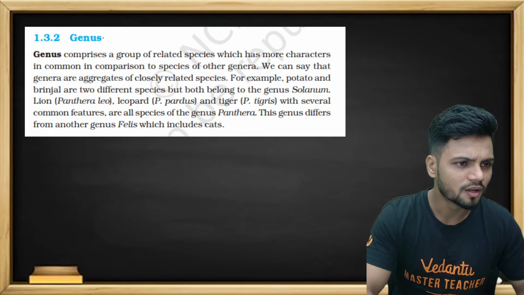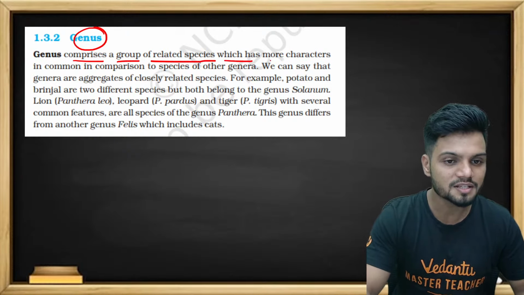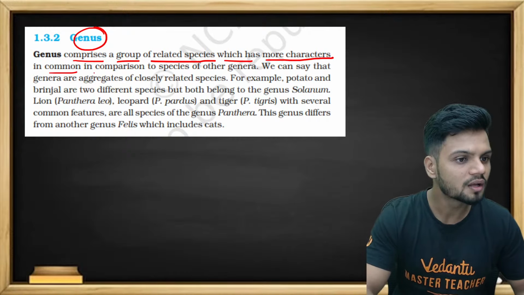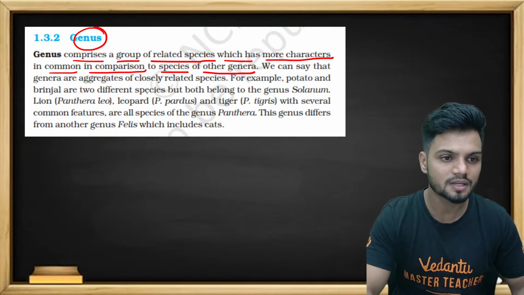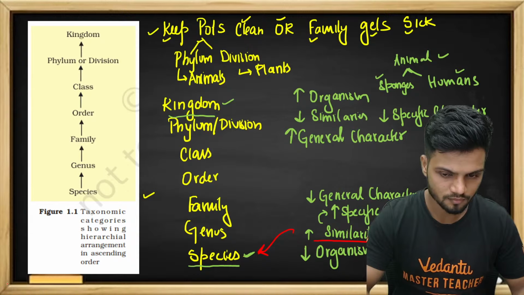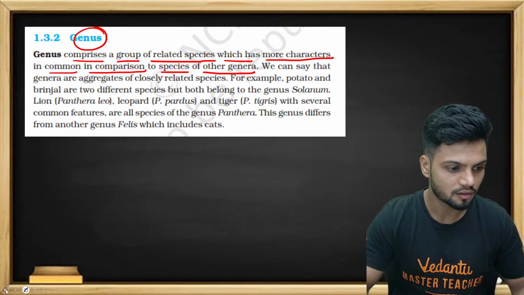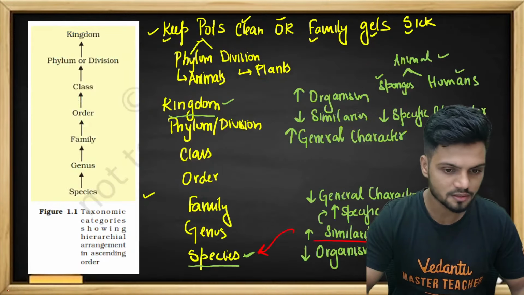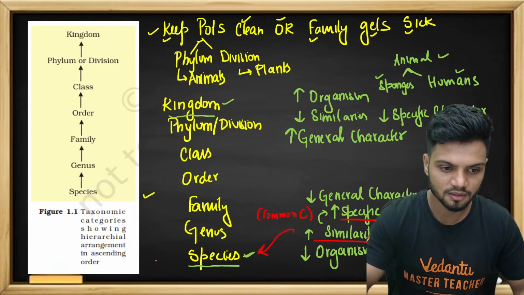Okay. Now, genus. Genus comprises a group of related species which have more characters in common in comparison to species of other genera. Yes, they have more common characters. Common characters are nothing but specific characters. Okay.